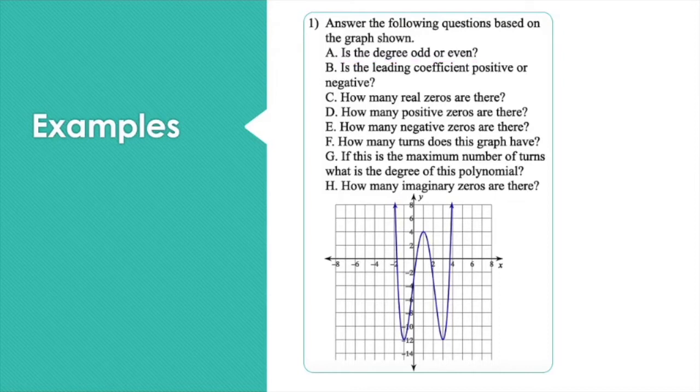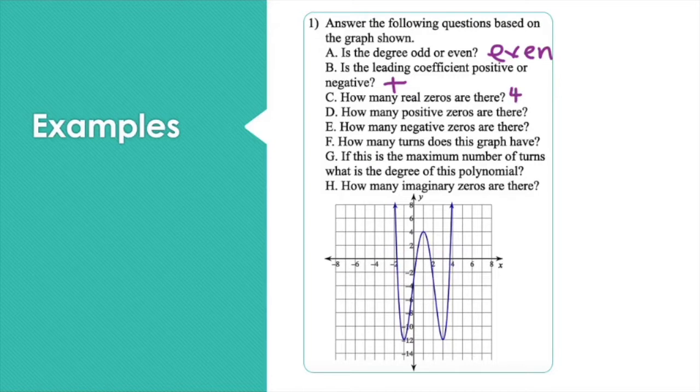So let's look at this graph, and if you remember, since both of the ends are going in the same direction, it's got to be even. Is the coefficient positive or negative? Since they're both pointing up, it's positive. How many real zeros are there? Those real zeros are where it crosses the x-axis, because this right here is the x-axis. So it's 4 times.